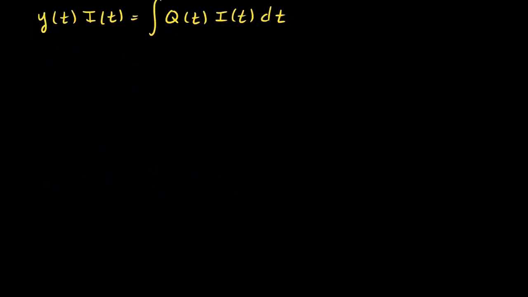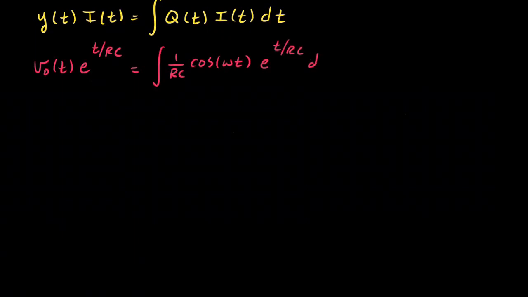dt. If we apply this to our specific problem at hand, we're going to get something that looks like V out of t times e to the t over RC equals the integral of 1 over RC times cosine of omega t times e to the t over RC dt.